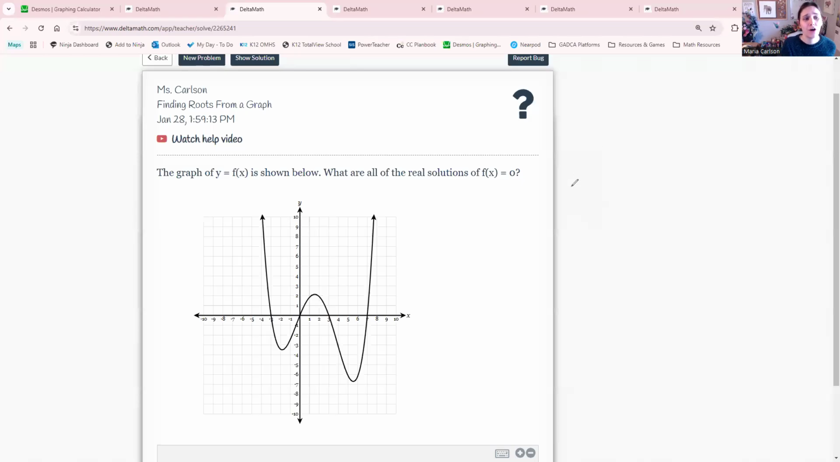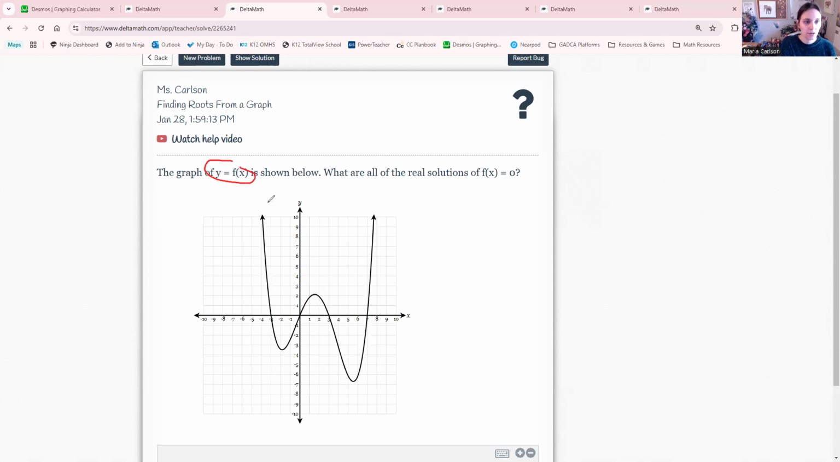Hey everybody, in this video, I'm going to go through some skills that are related to roots and critical points. So this first problem says, the graph of y equals f of x is shown below. What are the real solutions of f of x equals 0?